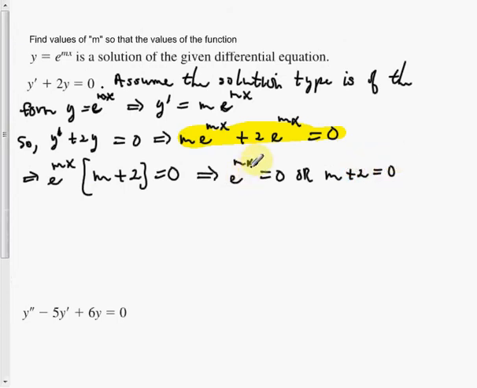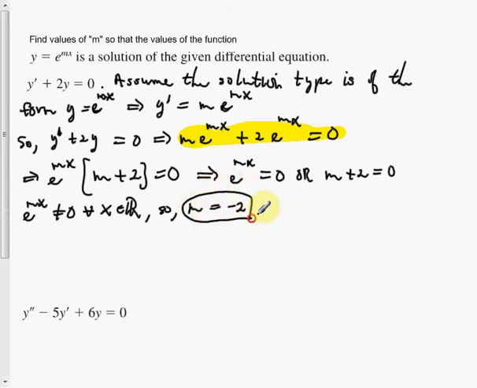Well, the problem with e to the mx is that e being a fixed number, e to the mx is never 0. So e to the mx is not equal to 0 for all x. So m is equal to -2, from this factor right here. That's the value for m. And later on, we'll use that to be able to find solutions to differential equations of this form.